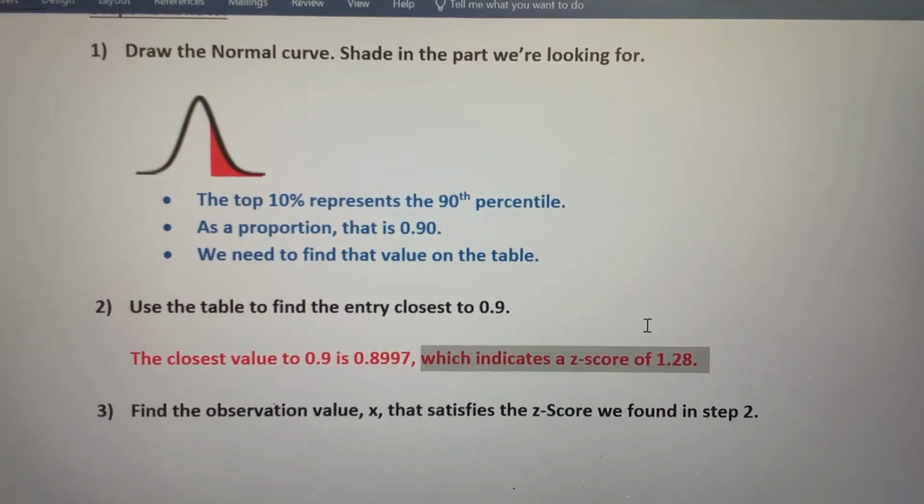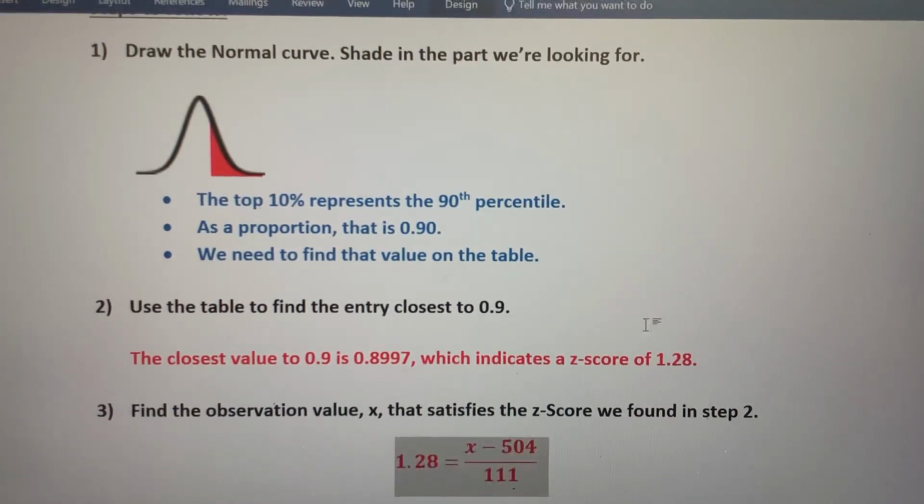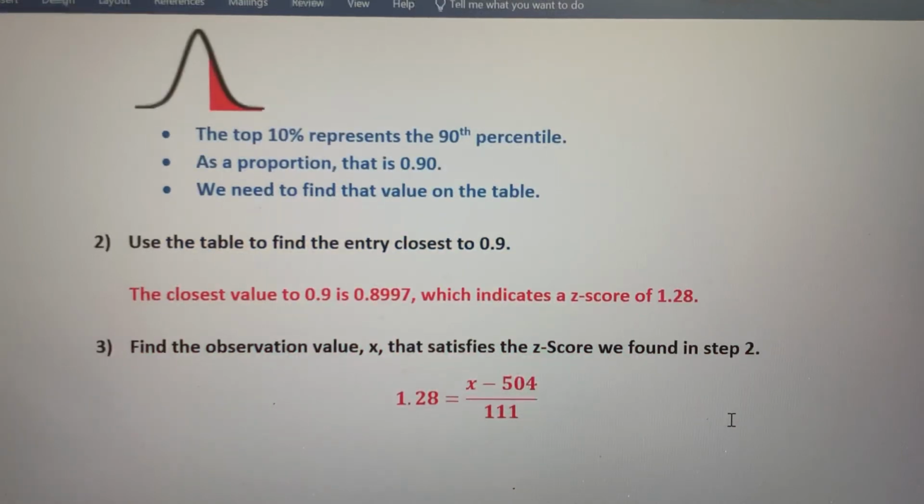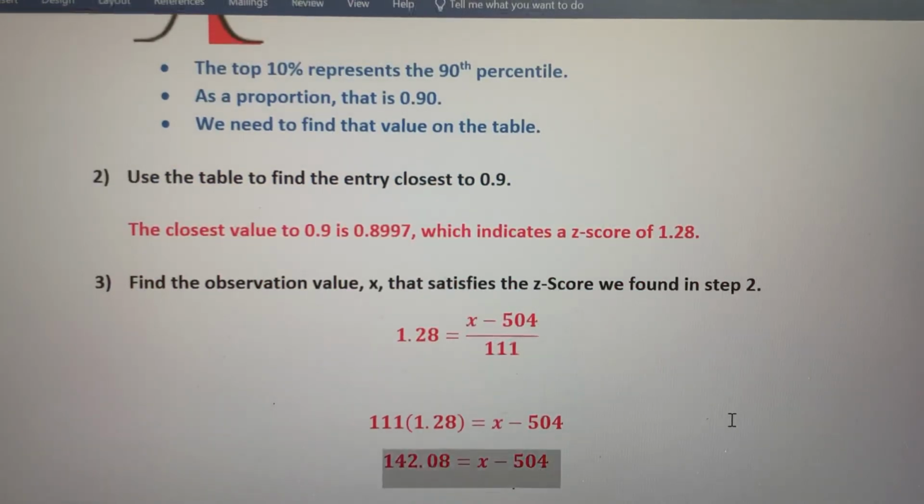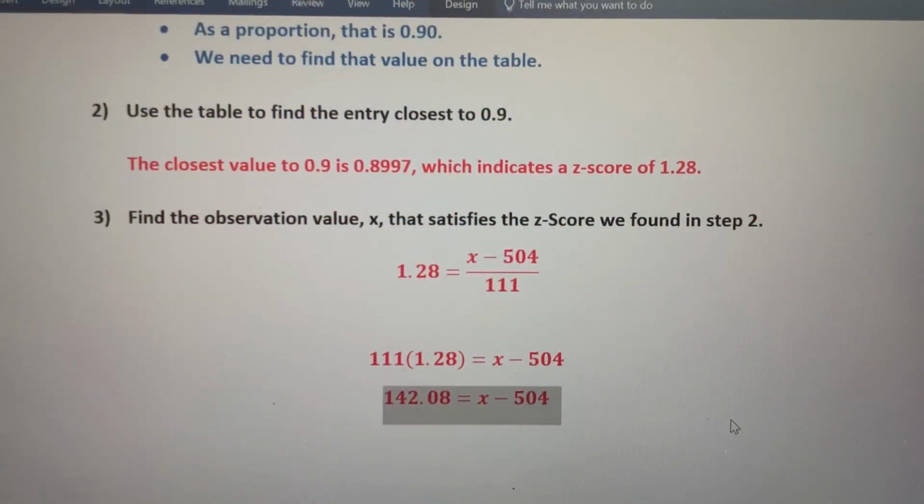Now we're going to go to our formula for the z-score. We've got our z-score equals the observation minus the mean over the standard deviation, okay? We're going to solve that equation for x. We're going to multiply both sides by 111. All right, so when I do that, I get 142.08 equals x minus 504. And now I'm going to add 504 to both sides, and that's going to give me the SAT score that we're looking for, okay? So to fall in the top 10% or the 90th percentile, you would have to earn a score of 646.08, okay?